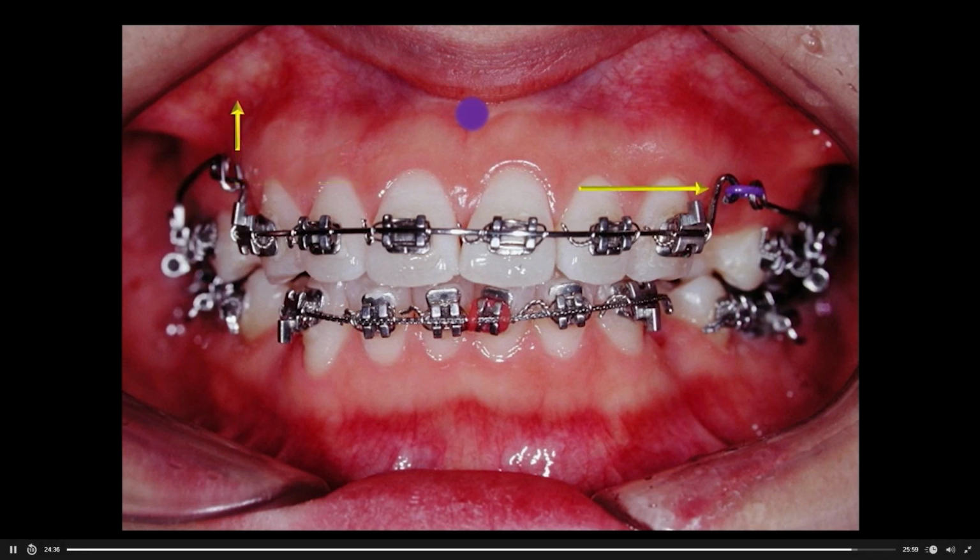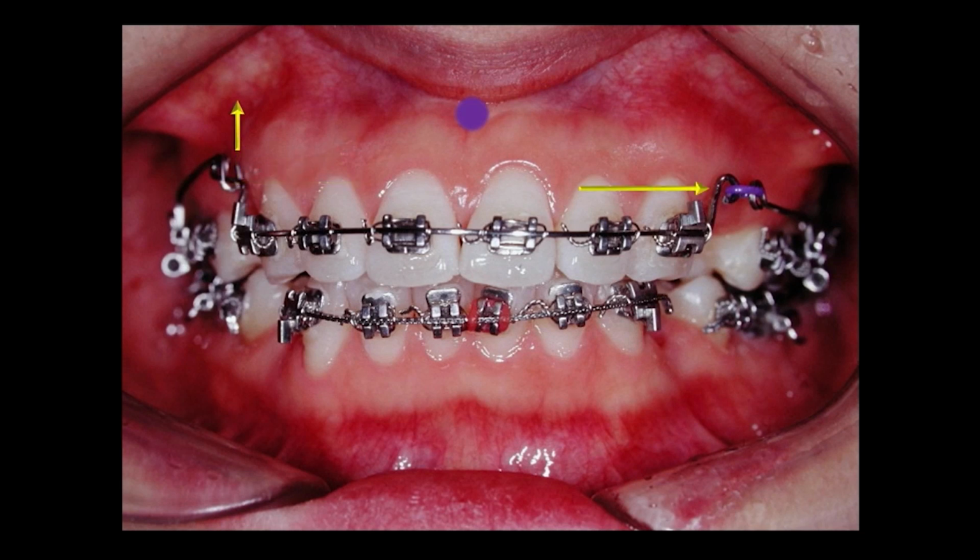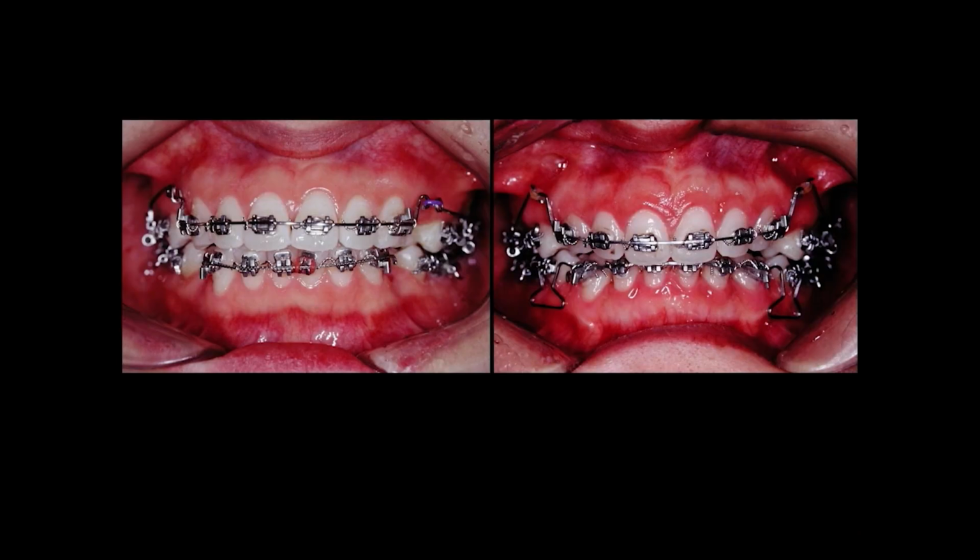On the right side, a unilateral intrusion spring is placed, while on the left side, a cantilever spring produces horizontal force. After midline correction through translation, symmetric space closure was performed.